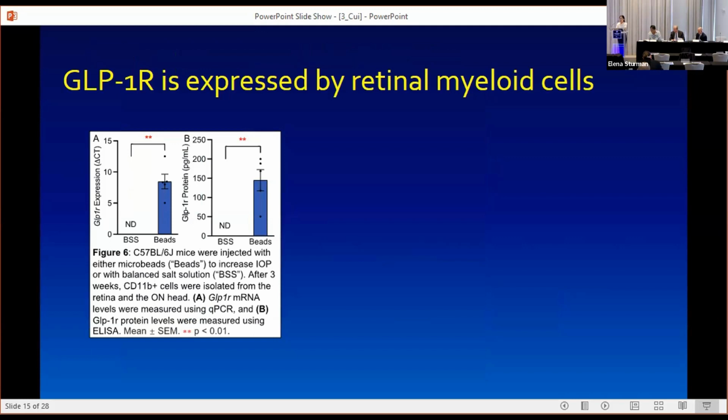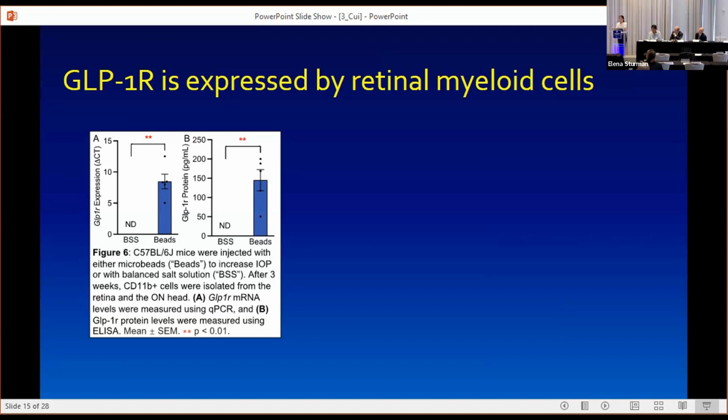Okay, so given the fact that we know topical administration of GLP-1 receptor agonist was neuroprotective, we want to look for local mediators of its effect. And as I already mentioned, this class of medication only works through the receptor. Because of that, we needed to look for the receptor in the retina. And the existing literature is really mixed when it comes to this. So we looked at this using two different ways.